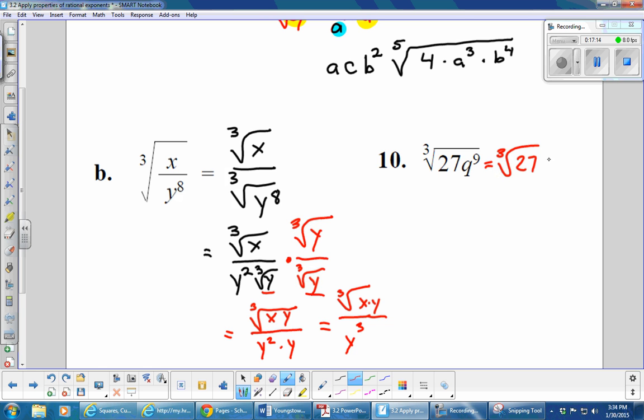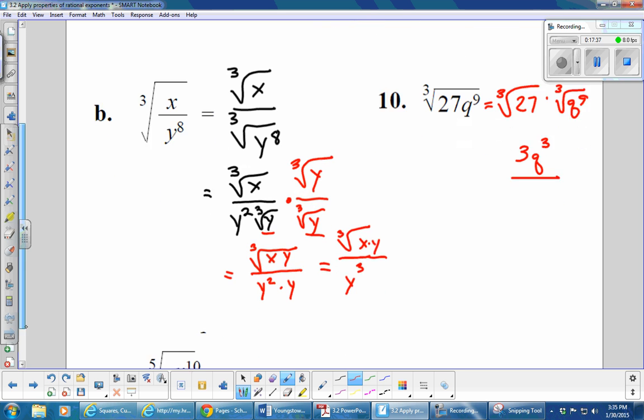All right, so let's see. And this is the cube root of q to the ninth power. All right, so this is going to be 3. And then how many times does 3 go into 9? It goes in 3 times. So that's going to be q to the third power. And that was easy as pie. Okay, that was really, really easy.